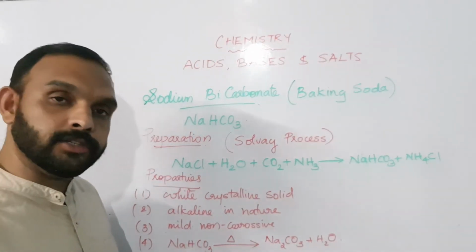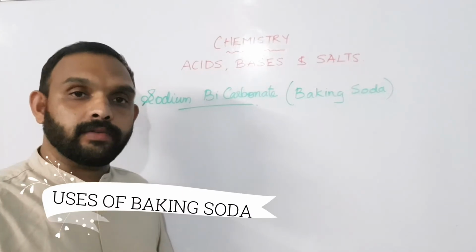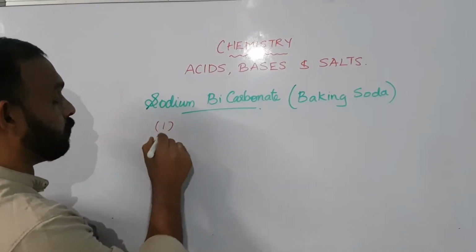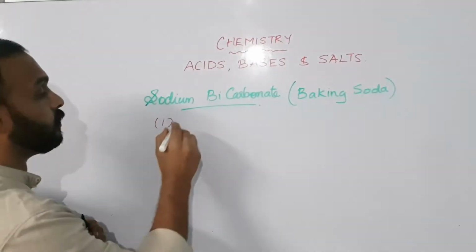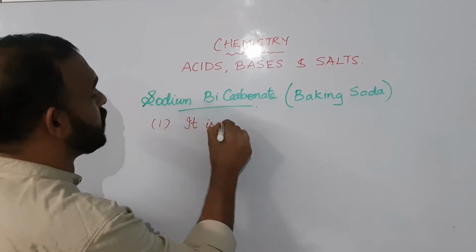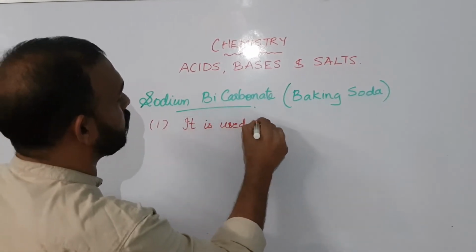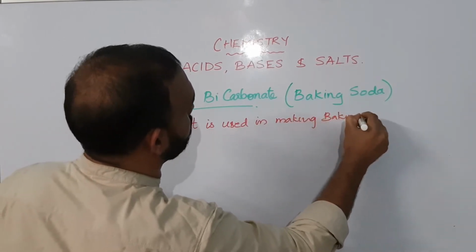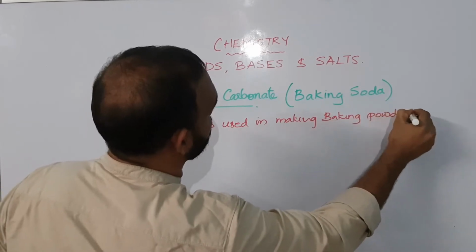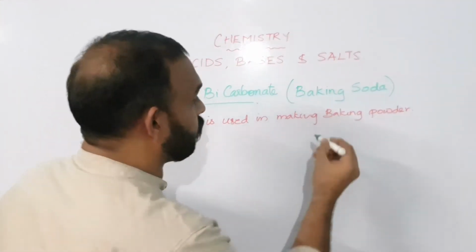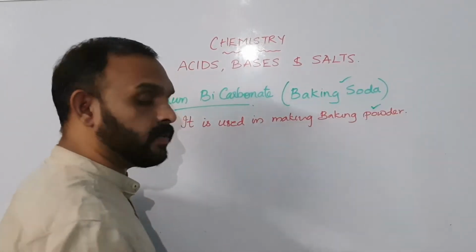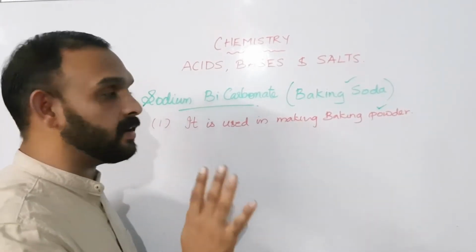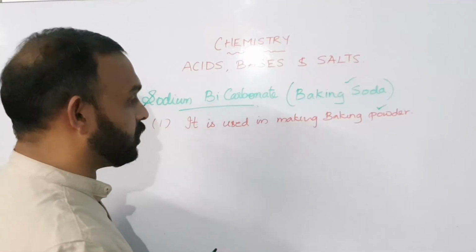Now let's see its uses. There are 3 important uses of sodium bicarbonate. The first and most important commercial use is in making baking powder. Then you may have a doubt: is there any difference between baking soda and baking powder? Yes, there is a difference, and I will tell you what it is.